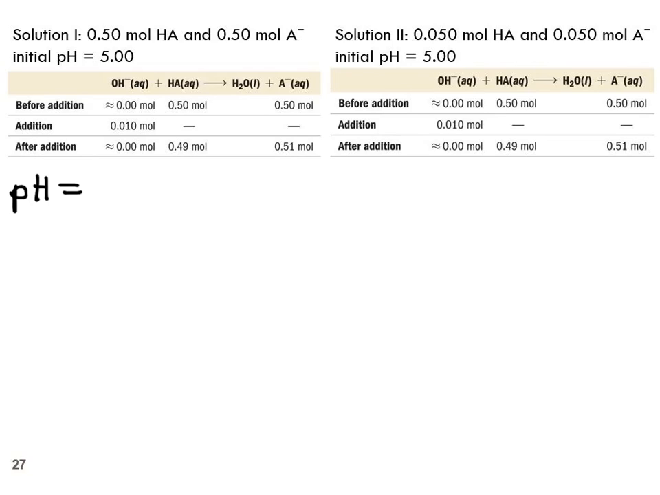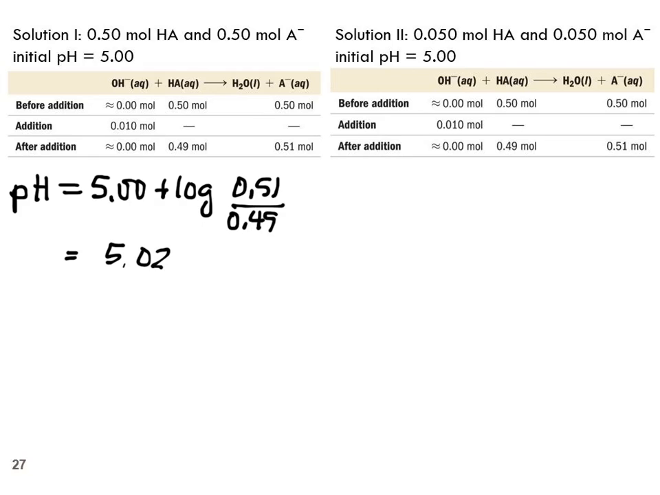pH, the pKa is still the same, 5, plus the log of the base over the acid, so 0.51 over 0.49. 5 plus base 10 log of 0.51 divided by 0.49, 5.02. And so the percent change is going to be 0.02 divided by 5 times 100. I'm not going to write all that out, 0.4%.